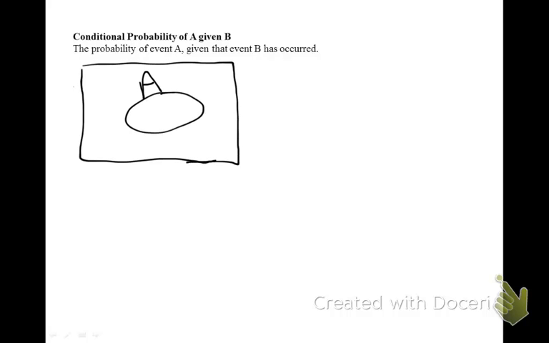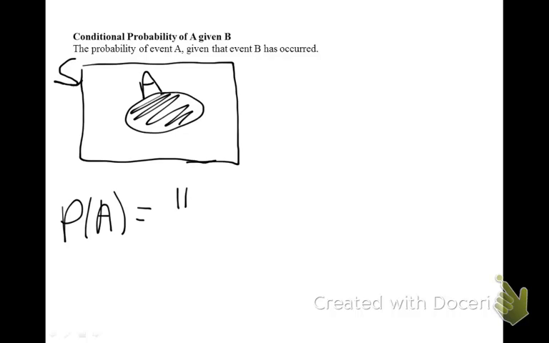The conditional probability of A given B is the probability of event A given that B has occurred. To explain this, let's start by finding the probability of an event A. Here's our event and here's our sample space. If I want to know the probability that event A occurs, it's the number of items in A out of the number of items in your sample space. So you're taking this region and dividing by everything outside of that region.